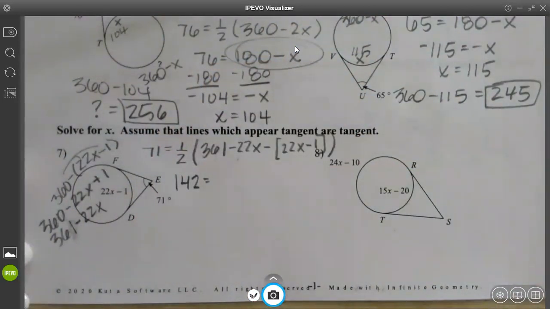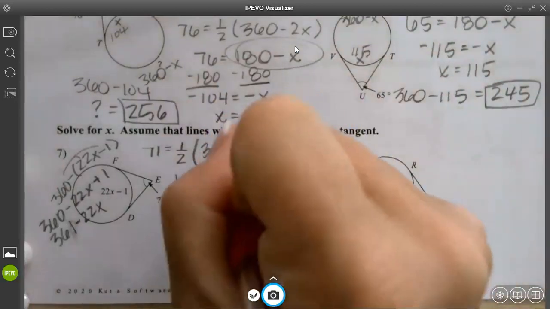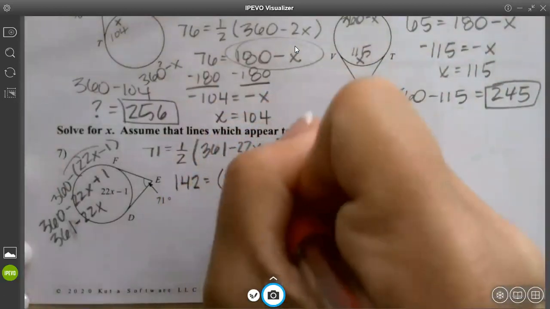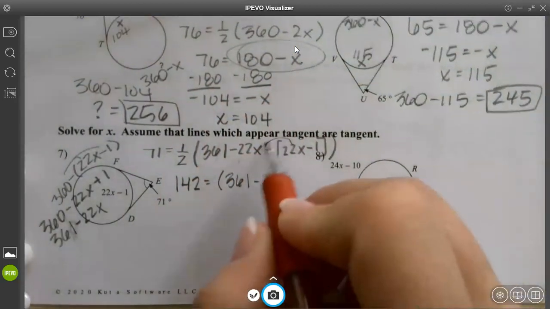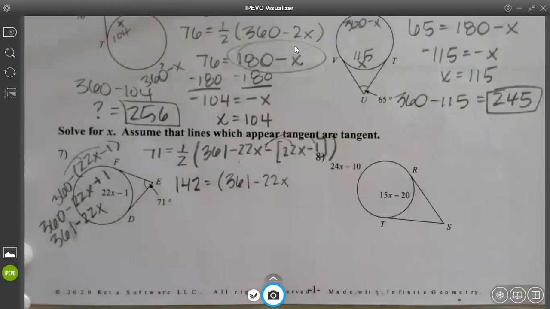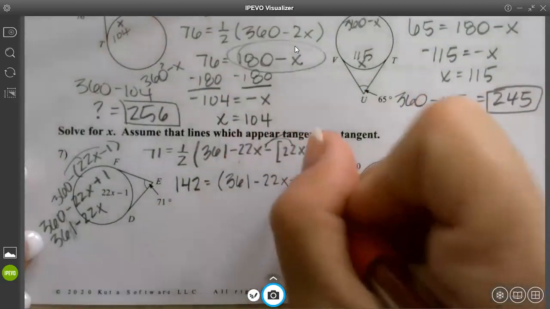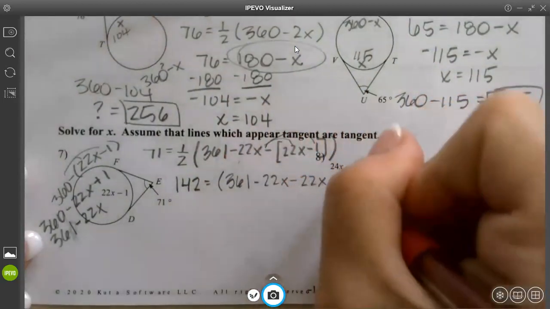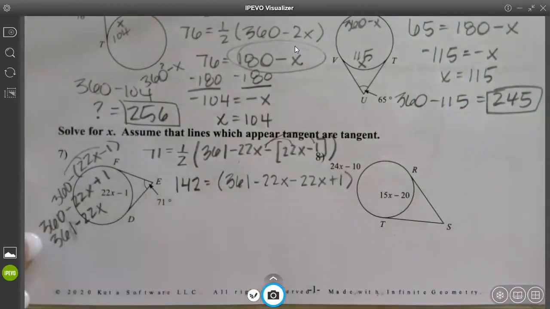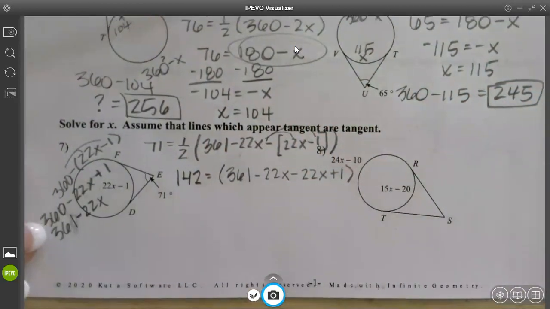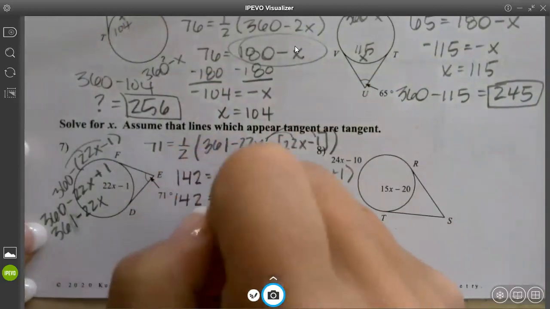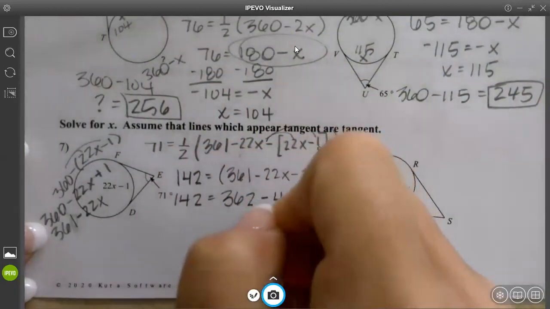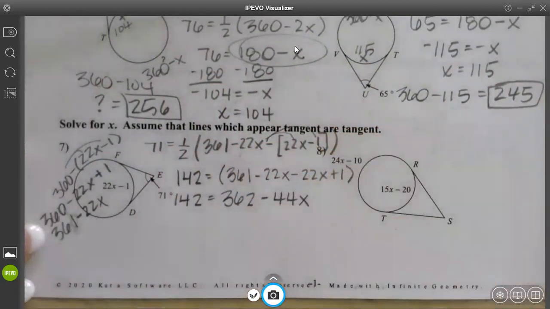And then I'm going to try to clean this up a little bit. The 361 minus 22x is going to be fine. Then we have to distribute this negative. That's where I said, just watch that. You have to distribute the negative. Minus 22x, positive 1. So we're going to clean it up again. 142 equals 362 minus 44x.